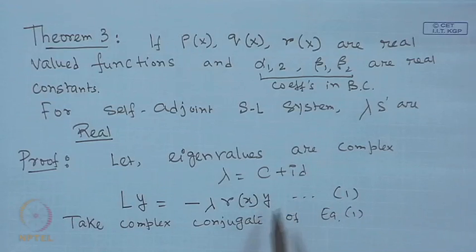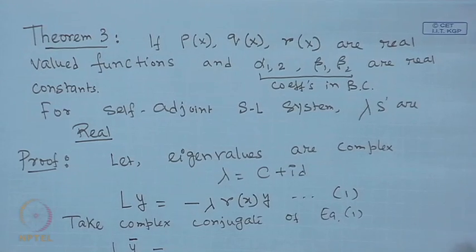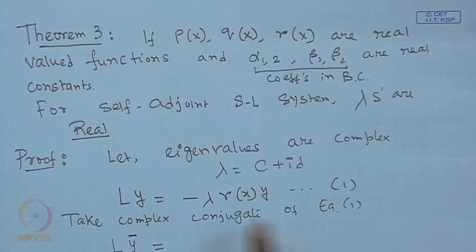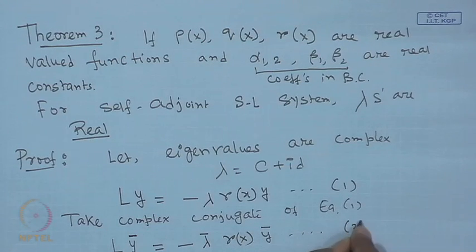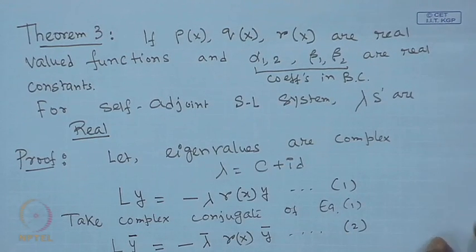We have already stated that r(x) is real. So, L y bar, where bar denotes the complex conjugate of y, is equal to minus lambda bar r times y bar. Here r remains r because it is real, that is our assumption. So, this is equation number 2, the complex conjugate.